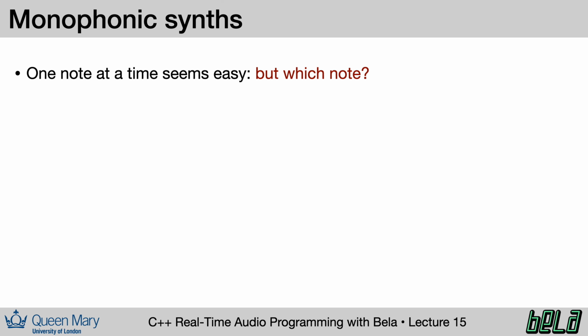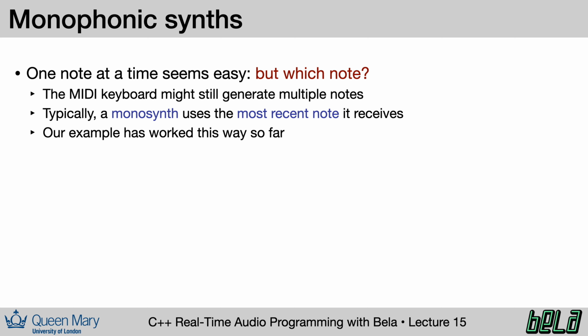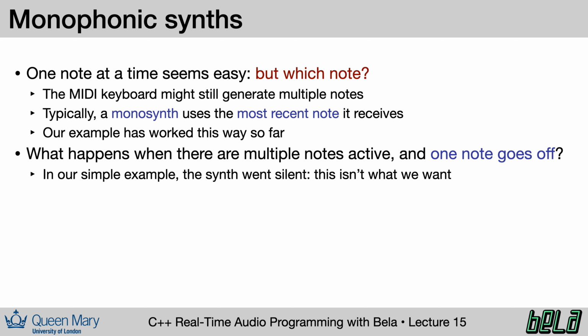It seems like an easy task because we only have to play one note at a time. However, the challenge is, which note should we play? Remember that the MIDI keyboard might still generate multiple note-on and note-off messages. The typical behavior of a monosynth will be to play the most recent note it has received, and indeed that's what we did in our example. The problem starts when we have multiple notes active at a time and one of the notes goes off. In the example we just saw, the synth went silent, which wasn't what we want.